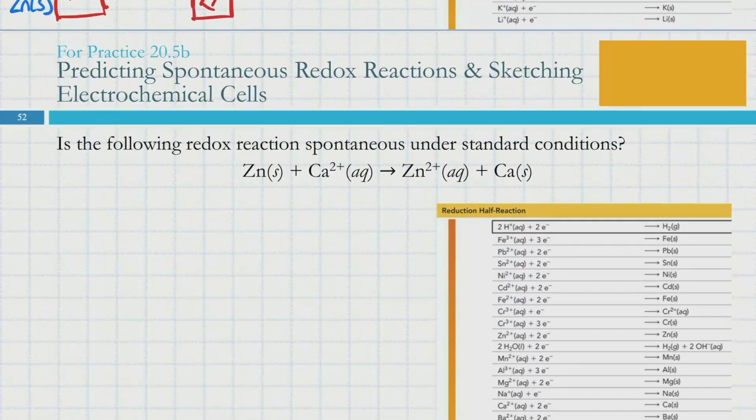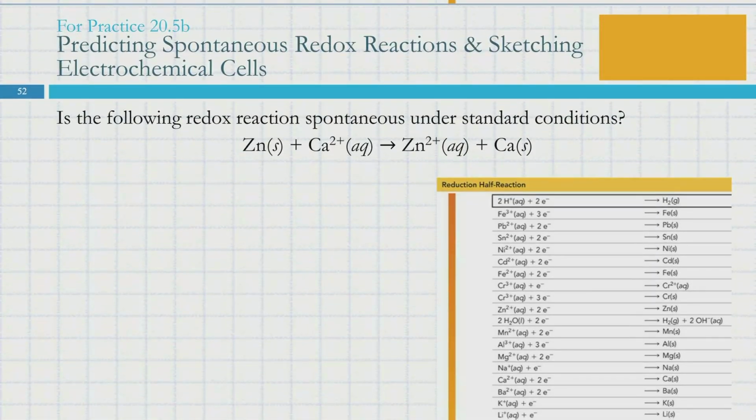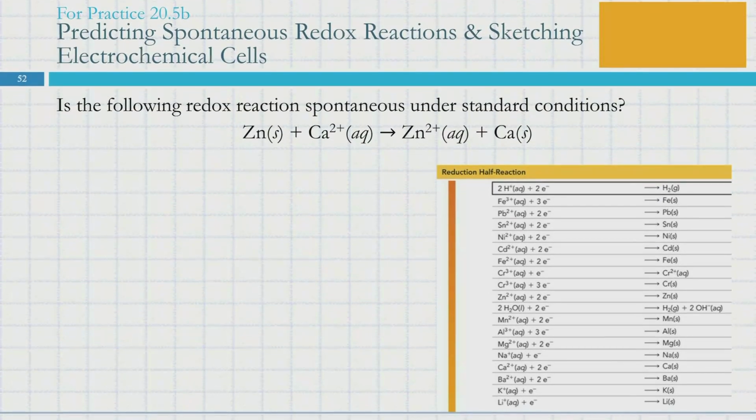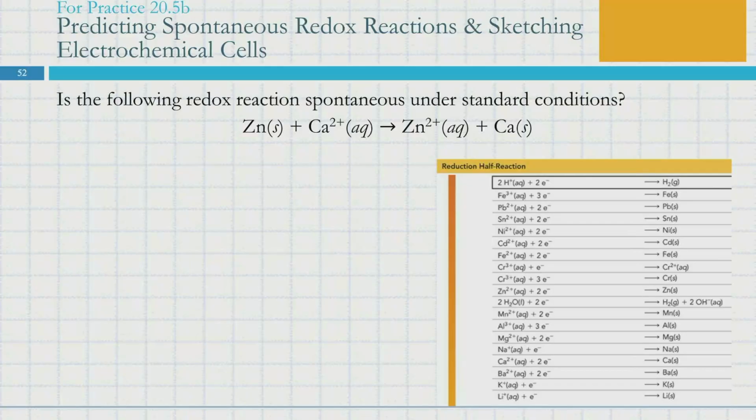All right, is the following redox reaction spontaneous under standard conditions? We've got zinc going to zinc ion. So that's going to be this reaction. And we've got calcium ion going to calcium metal.